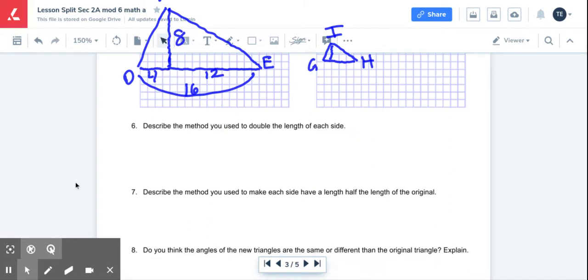All right, look at your triangles and then go ahead and try to answer questions 6, 7, 8, and then we'll check our answers.